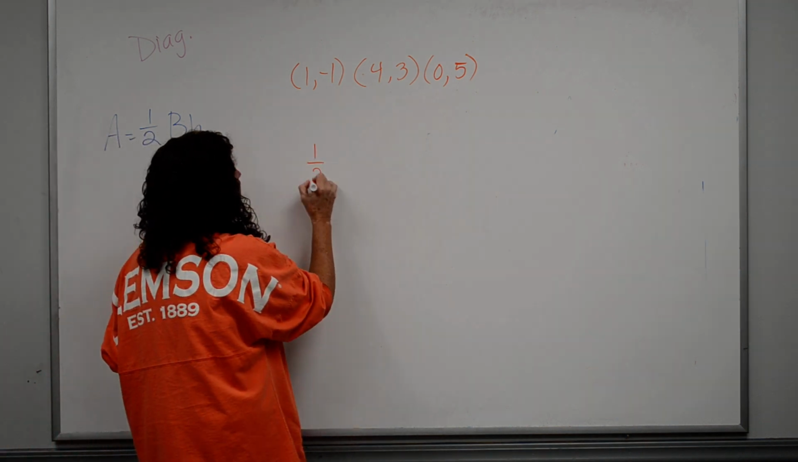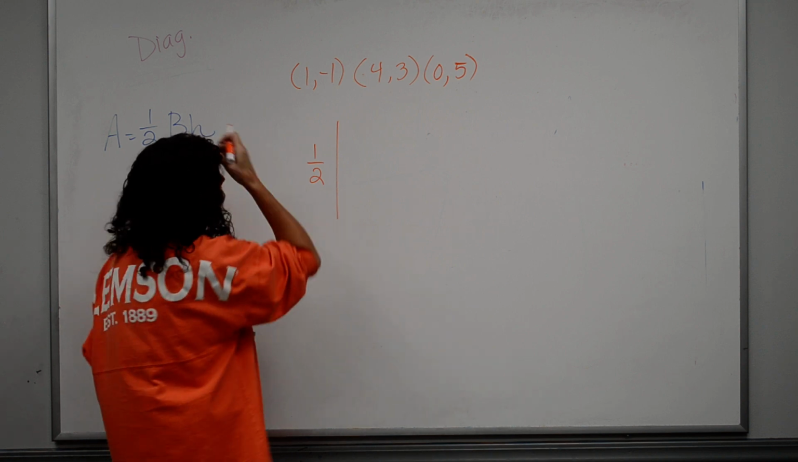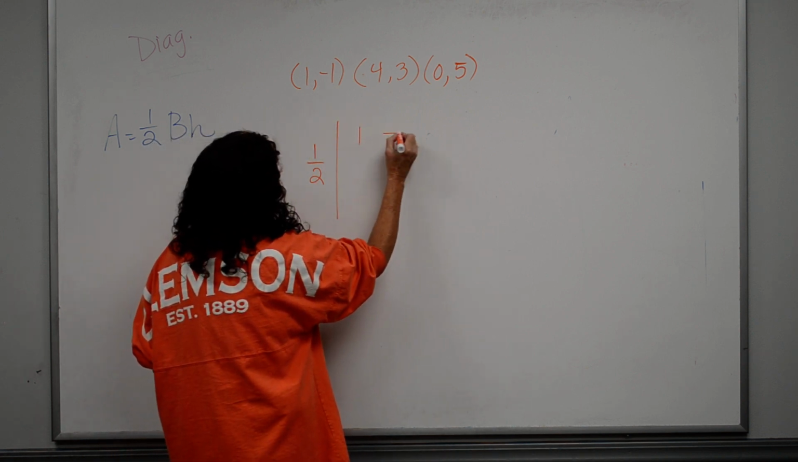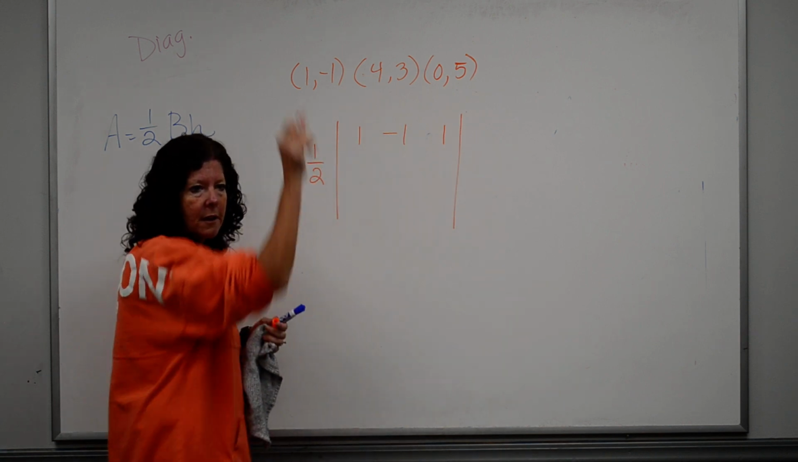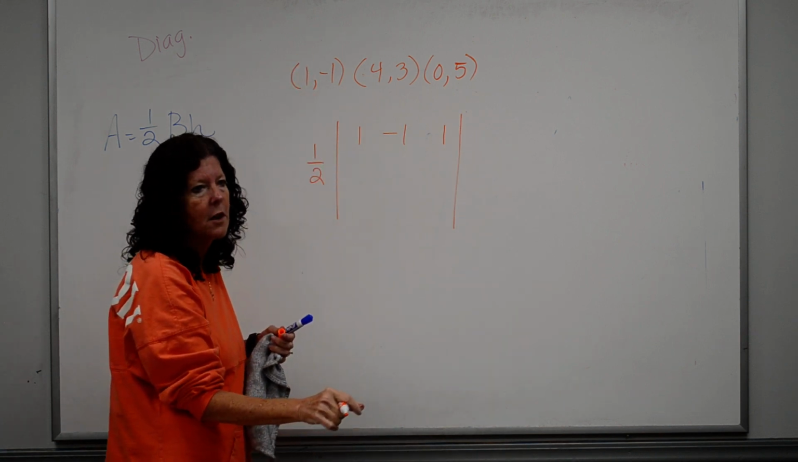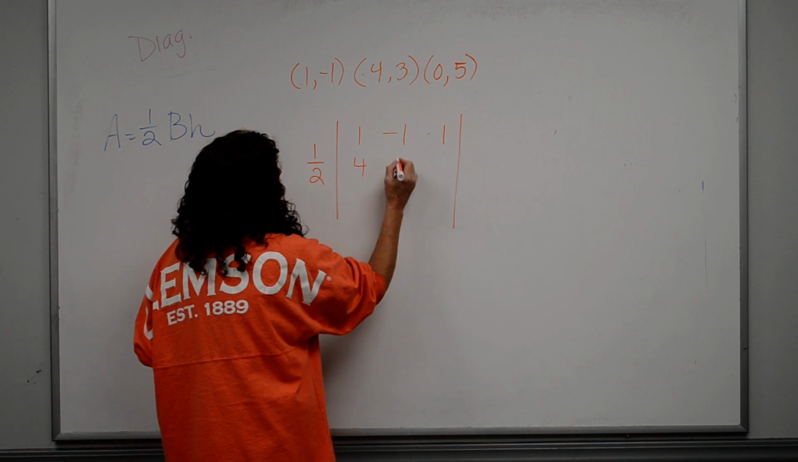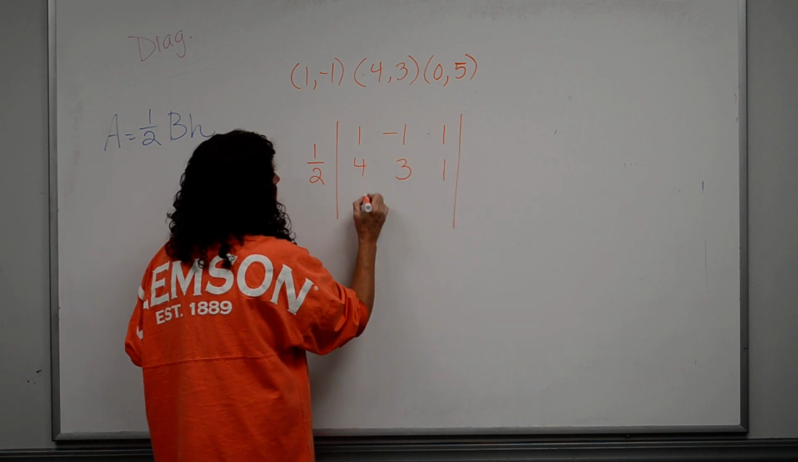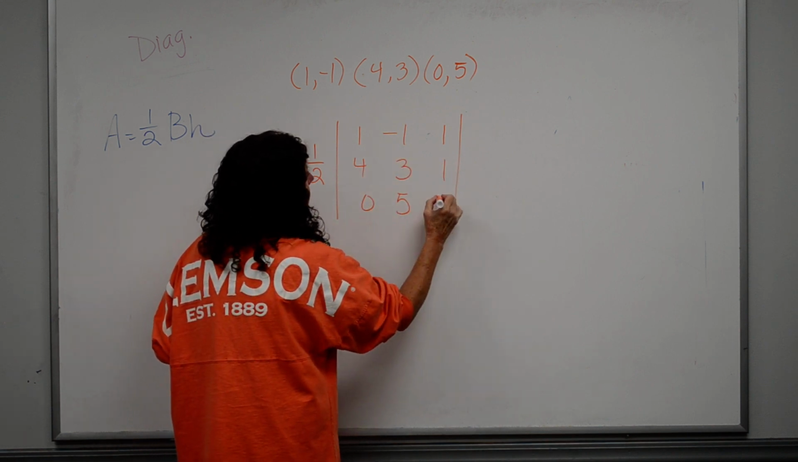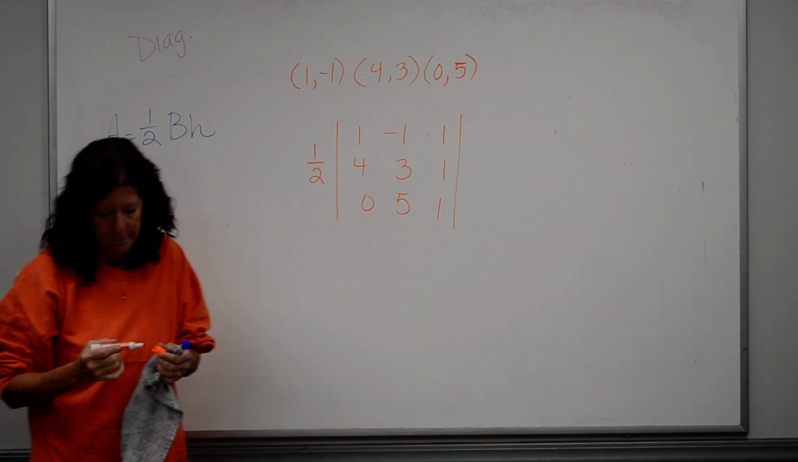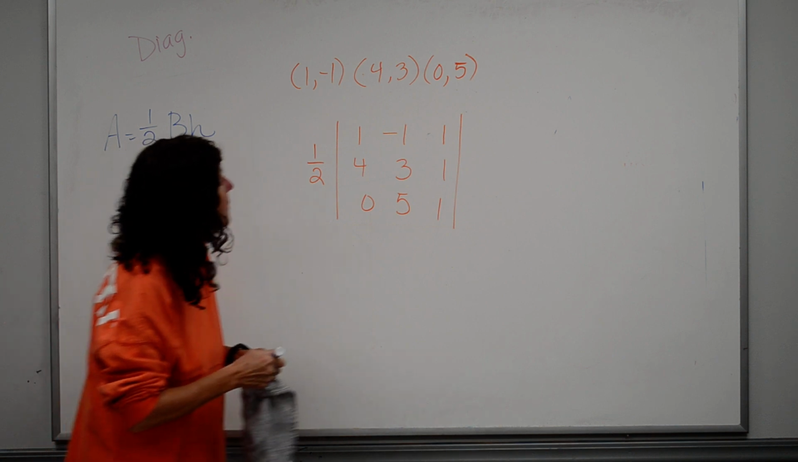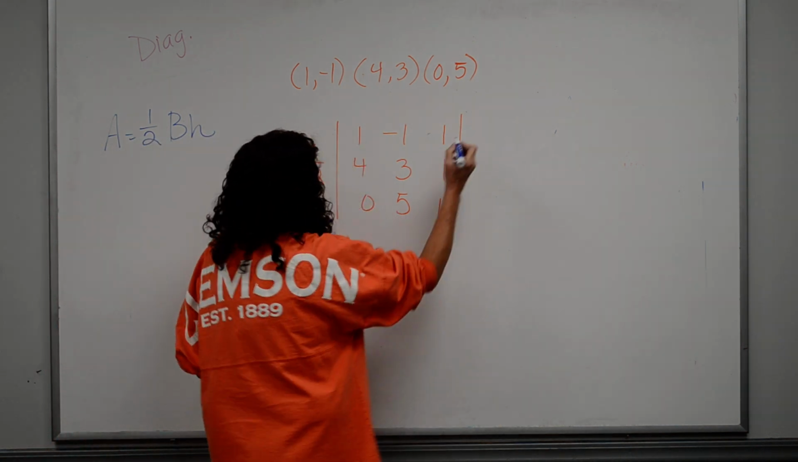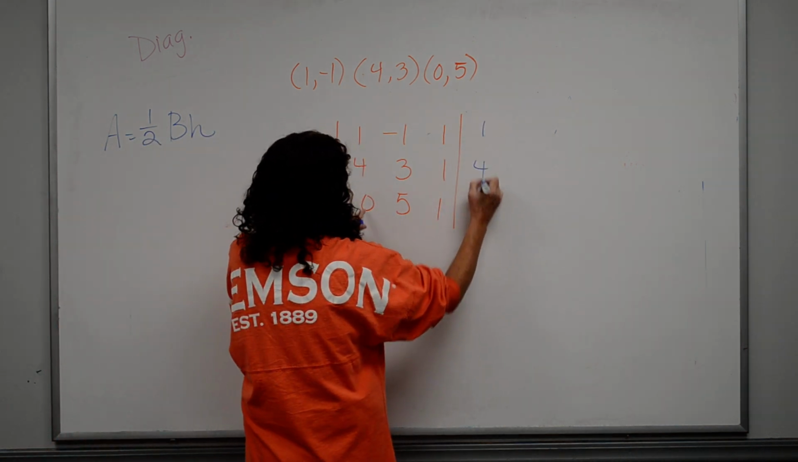Well, I'm going to go 1/2, always 1/2 times, and I'm going to go 1, negative 1, and then I'm going to put a 1 in like a holding spot. The last column is always going to be 1s all the way down. I'm going to put a 4, 3, and then 1, and a 0, 5, and then 1. Okay, you with me so far? Okay, now because of the way I like to do it, I'm going to do this by diagonals. Okay, so I'm going to recopy the first two.